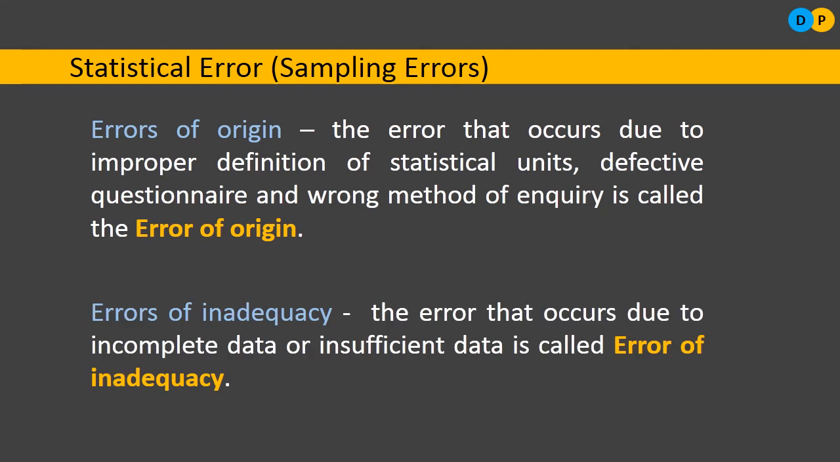And the second cause of statistical error is errors of inadequacy. What is inadequacy? The errors that occur due to incomplete data or insufficient data are called errors of inadequacy. I have told you, while collecting the data from the field, that is primary data, we can follow different methods.